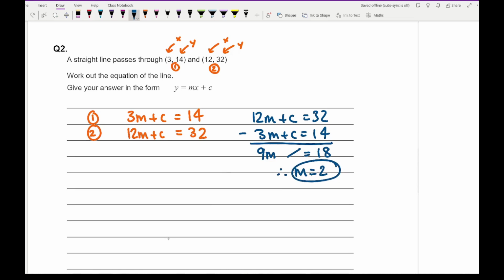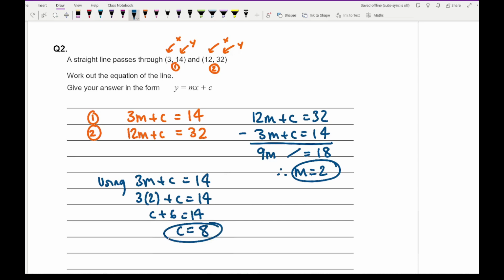Then what I need to do is find out what c is. Using 3m plus c equals 14, I know that m equals 2, so I've got 3 lots of 2 plus c equals 14. So that's 6 plus c equals 14, so c is going to give me an answer of 8. So there I've got my m and c values, and therefore the equation is y equals 2x plus 8.